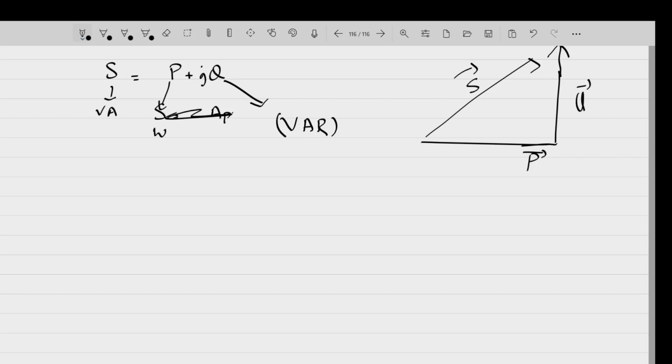It is not getting consumed anywhere. It is only getting exchanged between your source and the reactive elements in your system. ठीक है, तो इसको कम करने के लिए या तो आप reactive elements को कम use करो, and or you have other such ways of compensating for it.